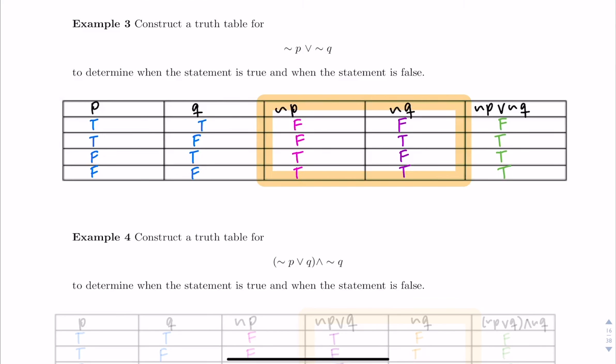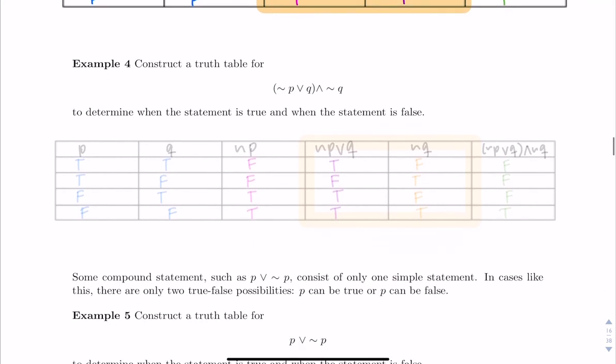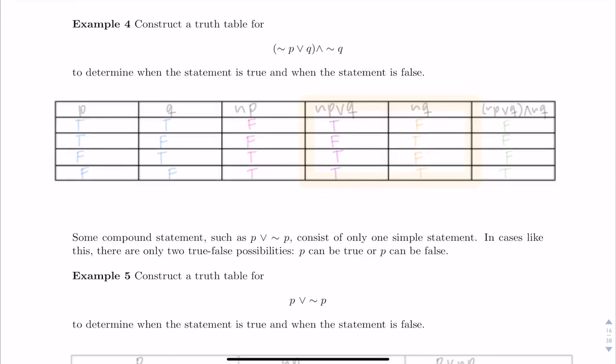Example 4 is going to be a little bit more tricky. You just have to be organized. So we need to set up our table first. Got a few more columns going on here. Those first two columns are always just going to be the P and the Q. And then we want to set up the original truth values. We got true and true, true and false, false and true, and false and false.